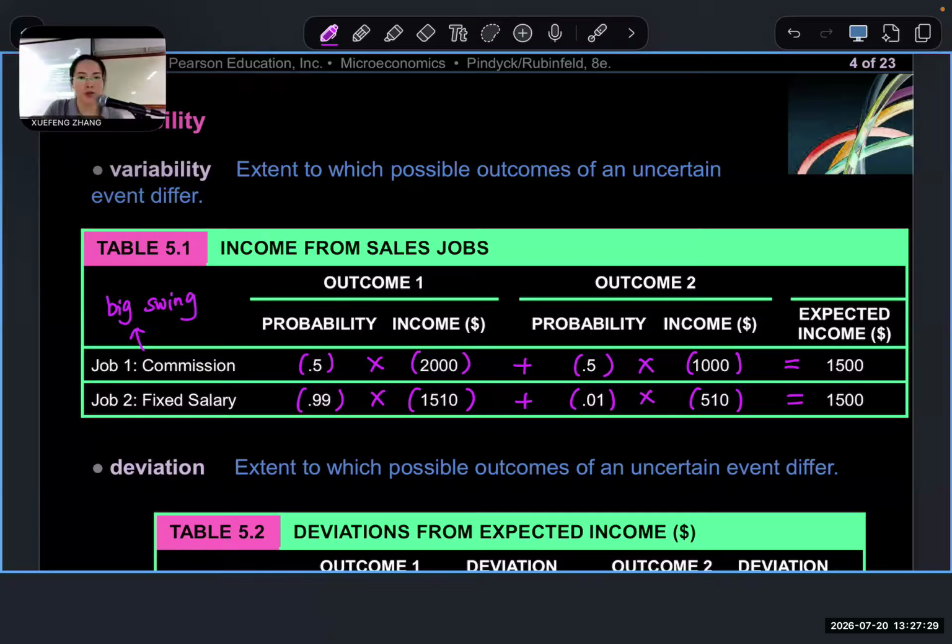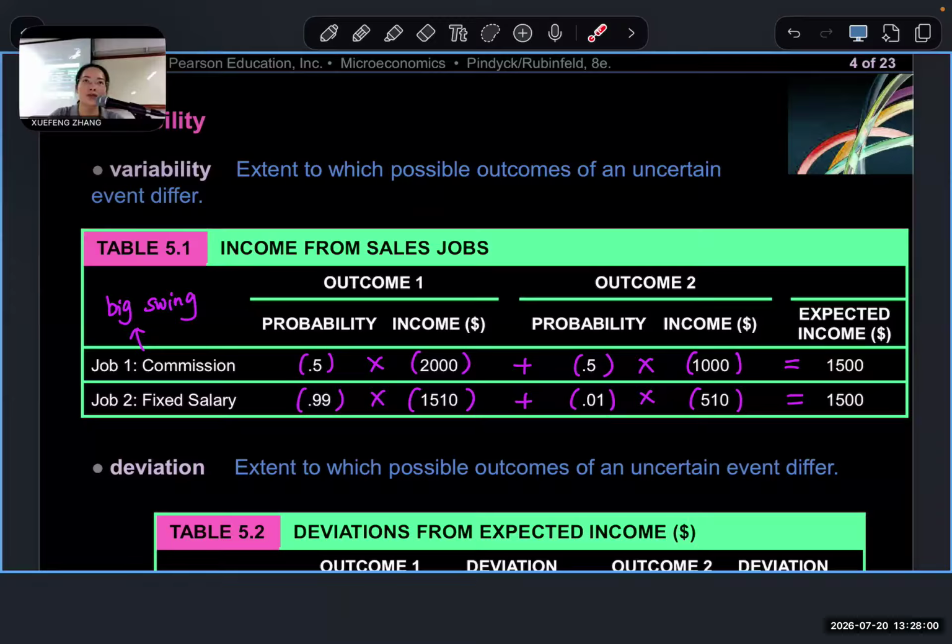For job 2, fixed salary, 99%, you're gonna get 1,510. And another 1%, you'll get 510. Okay, so this one is almost always the same, because 99%, you're gonna get 1,510 for sure. Okay. But here, the same average, but do those two jobs feel the same to you?